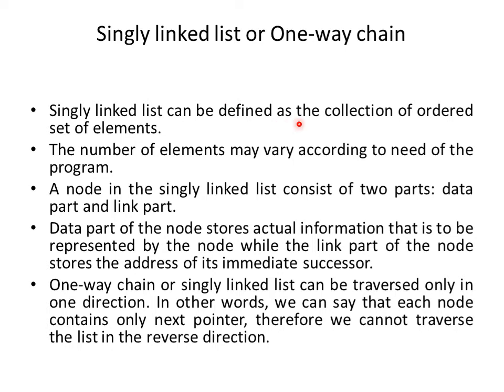A single linked list can be defined as a collection of ordered elements. The number of elements may vary according to the needs of the program. A node in a singly linked list consists of two parts. What are those? One is the data part and the other is the link part. The data part is nothing but the item which is inserted, and the link part consists of the address of the next node or next variable.